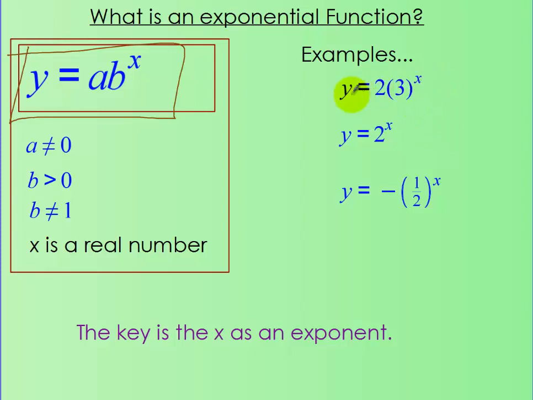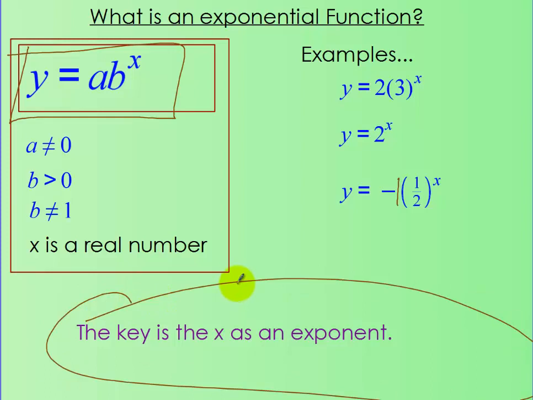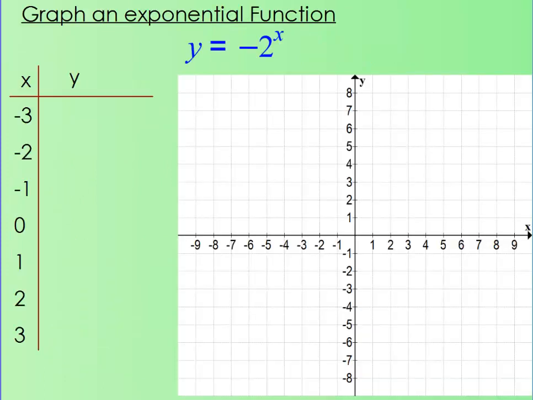And here are some examples. Y equals 2 times 3 to the x, 2 to the x, which we just did, or even negative 1/2 to the x. Notice the negative is outside. This is like negative 1 times 1/2 to the x power. The key for all these equations, to make them an exponential, is that x is in the exponent. So it's not 2 times x, it's 2 to the x power. It's a small x up here. So that's what you should be looking for.